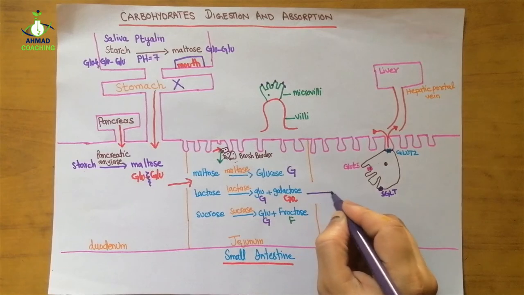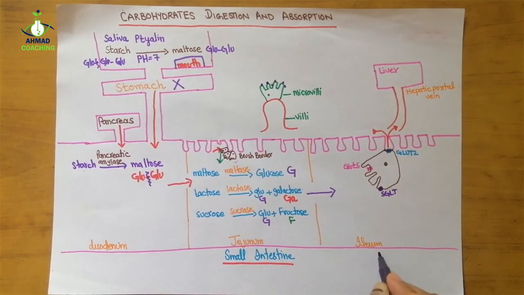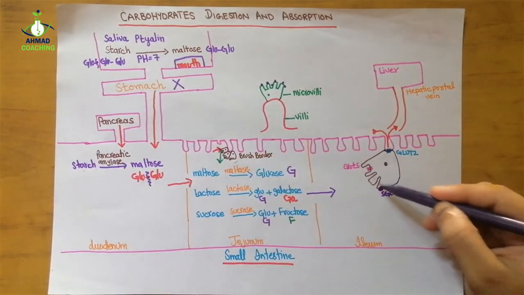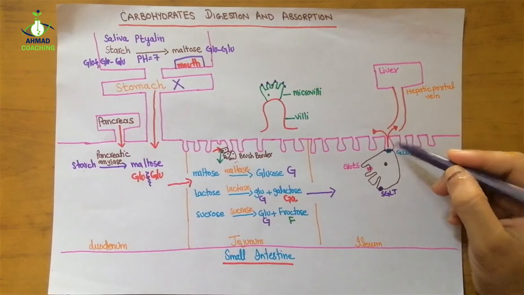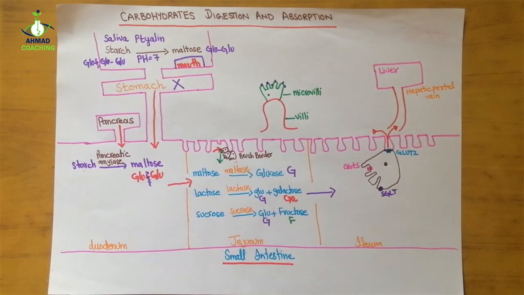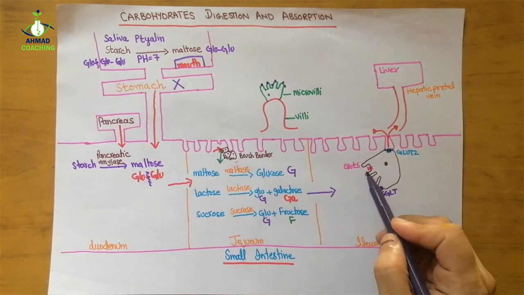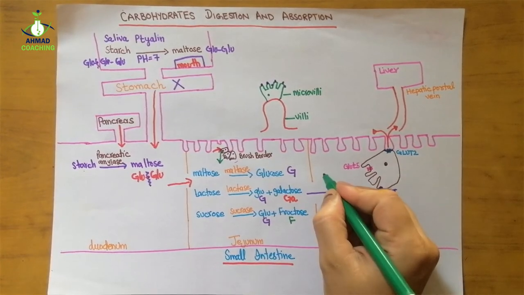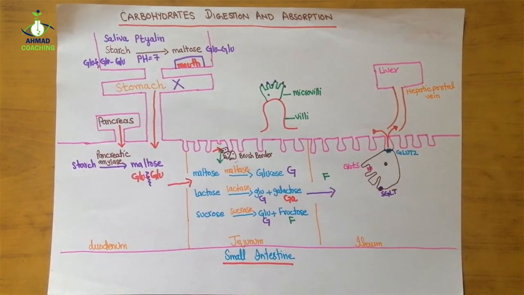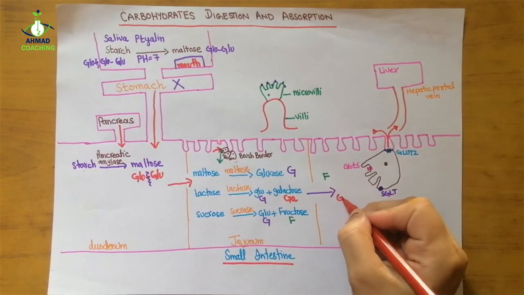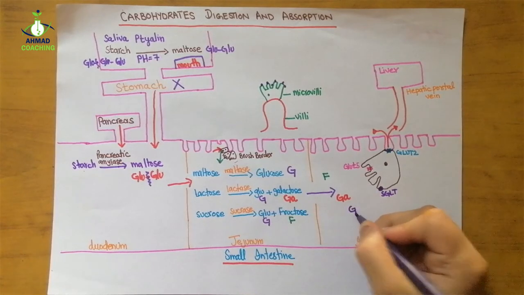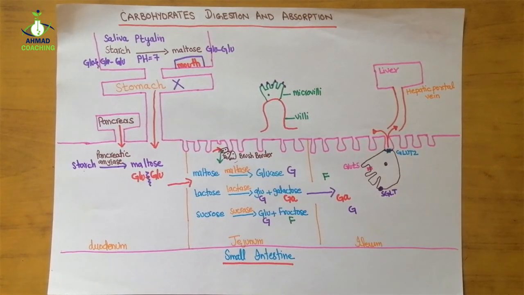So the next step is the absorption of these molecules. The maximum absorption takes place in the ileum part of the small intestine. In the ileum, we again have these microvilli which are attached with the villi. What will happen is that there are special transporters. The transporters are actually the proteins which are present on the microvilli. So we have fructose, we have galactose, and then we have glucose. All these molecules are now in the ileum.